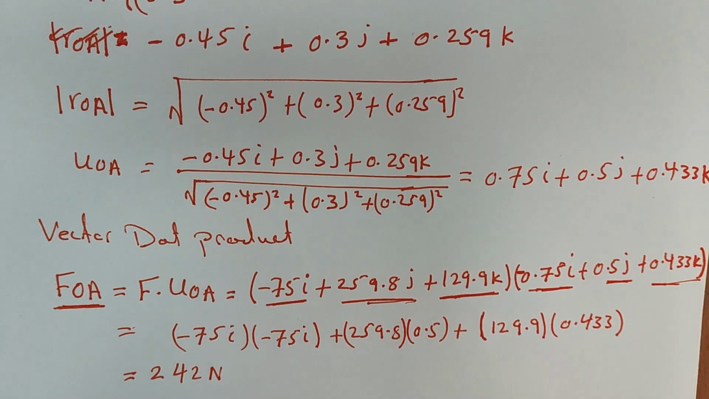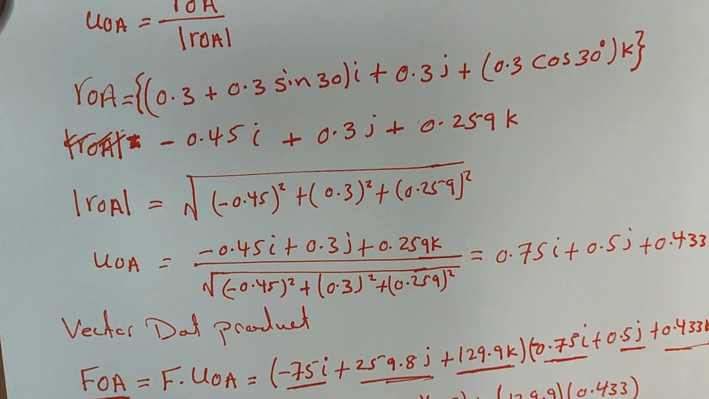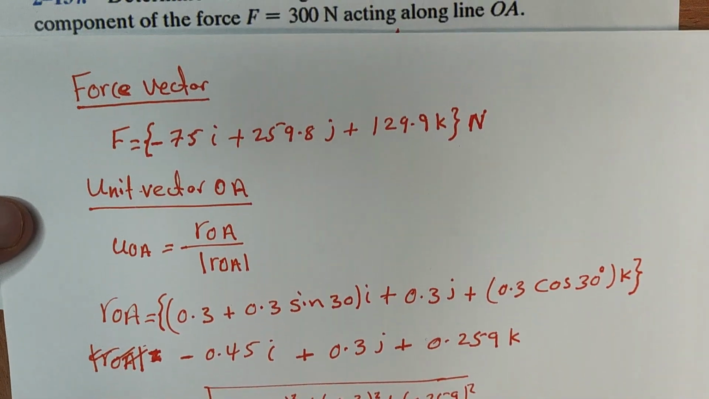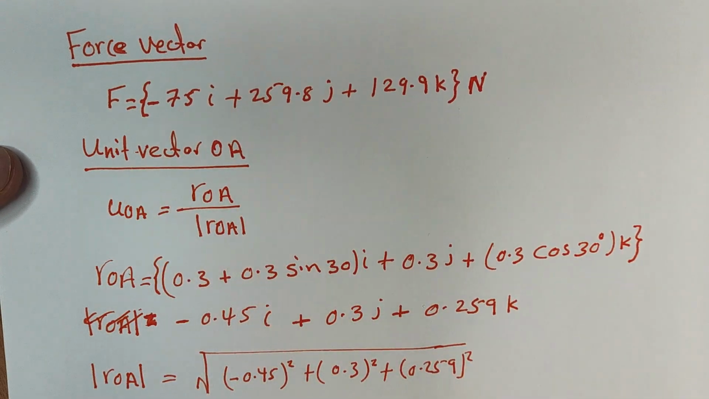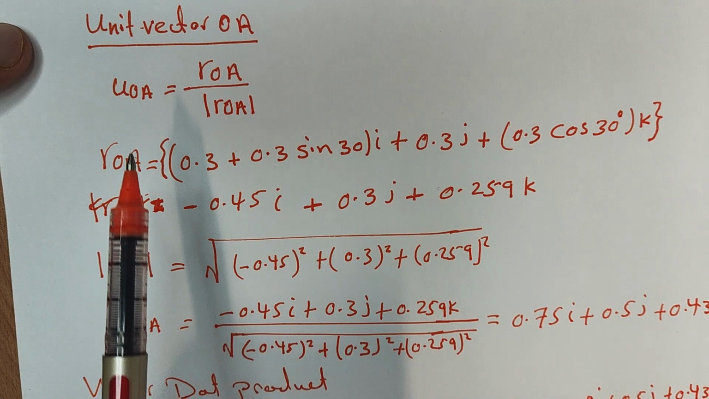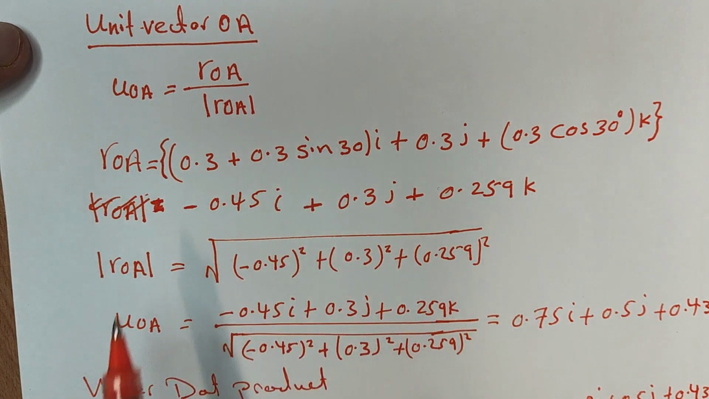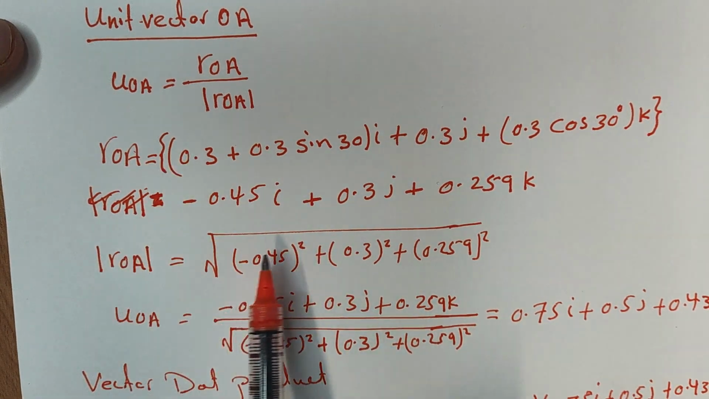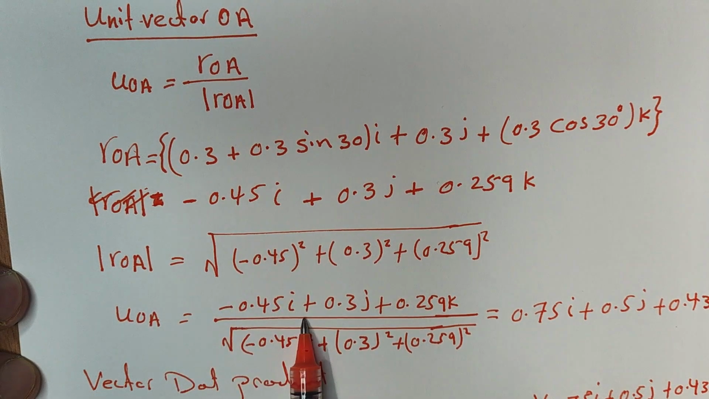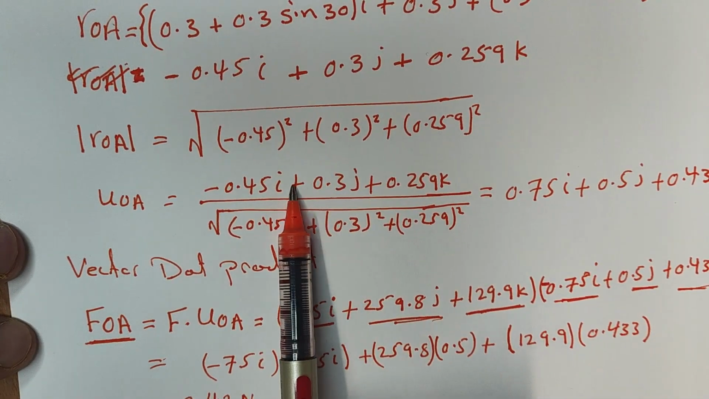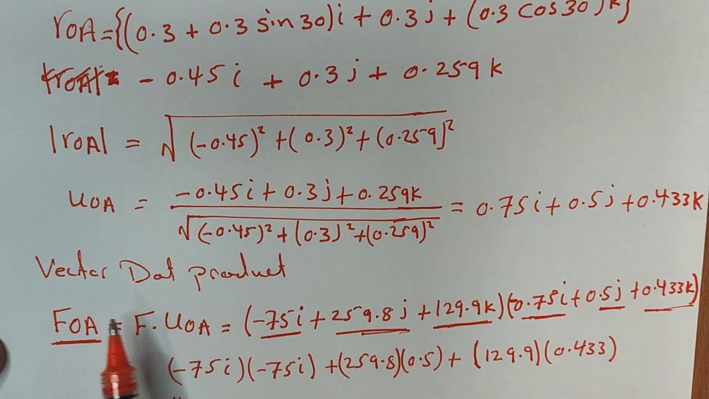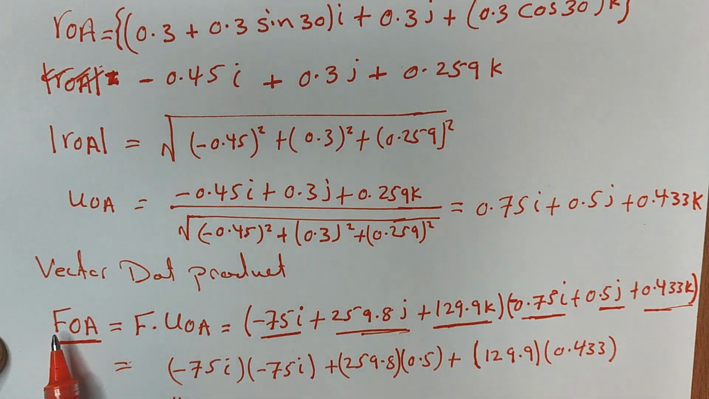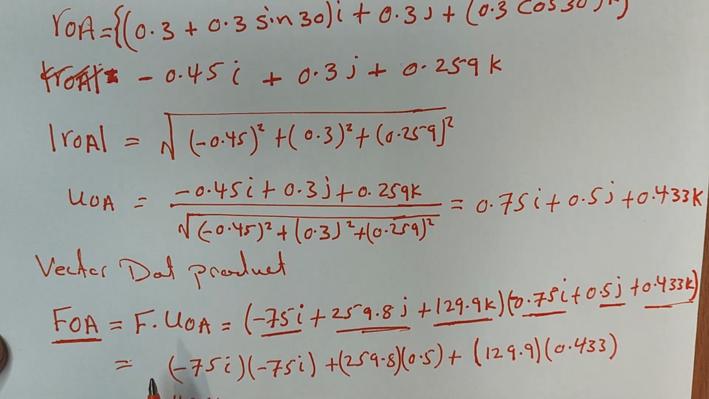Therefore, this is how you find the force along the line OA. Just follow step by step and you shouldn't miss anything. Start with finding the force vector, then the unit vector. To find the unit vector, we have to find the position vector first, then its magnitude. Once we find the unit vector, we can get the force acting along that component by taking the force dot UOA.